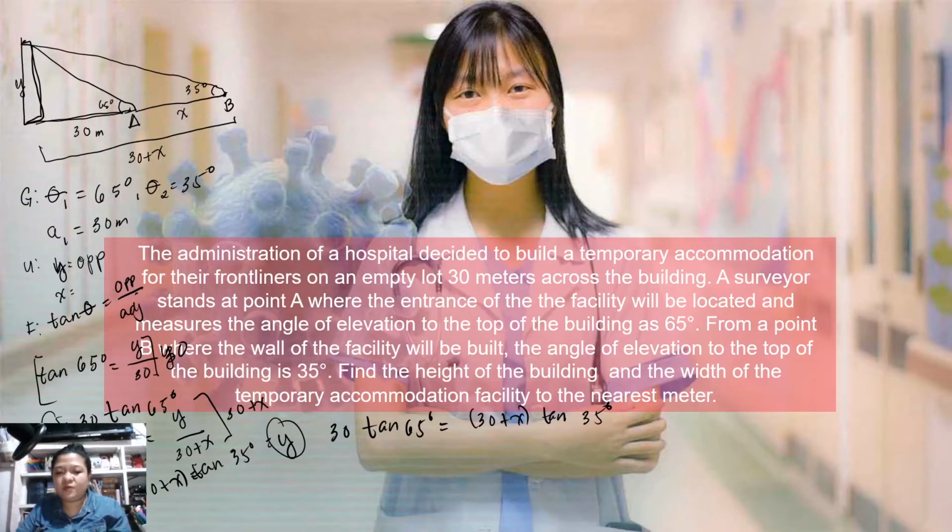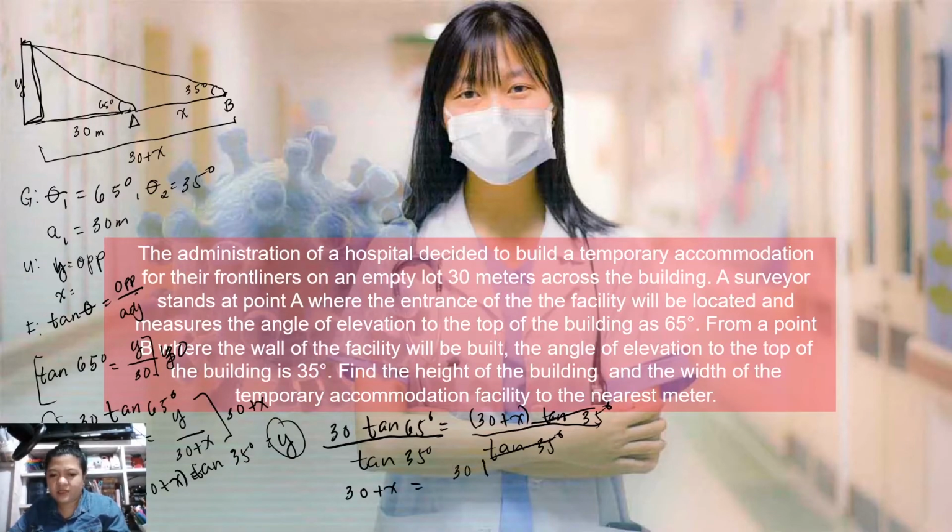Okay, pwede natin i-divide both sides by tangent 35 degrees para ma-isolate natin si 30 plus x. O kaya naman, pwede na rin naman natin itong i-evaluate si 30 tangent 65. Kaya lang, para mas eksakto ang sagot natin, sabay-sabay na lang natin siyang i-input sa ating calculator. So, divide natin both sides by tangent 35 degrees. Okay? So, pwede natin itong i-divide out. Ang naiwan na lang sa right side natin is 30 plus x equals 30 tangent 65 degrees over tangent 35 degrees.